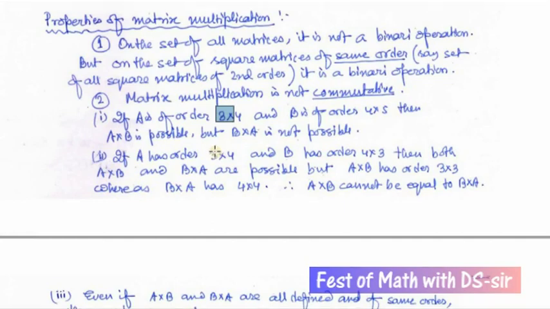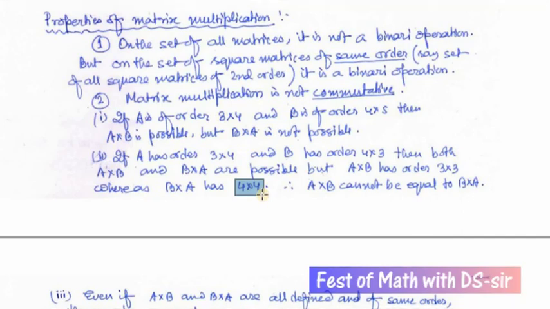Look at the second example. A has order 3 by 4, B has order 4 by 4. Now see, the number of columns is equal to the number of rows, so A into B is defined. Also the number of columns is equal to the number of rows, so B into A is also defined. But the order of A into B is 3 by 4, whereas the order of B into A is 4 by 4. So A into B and B into A are of different orders, so they cannot be equal.